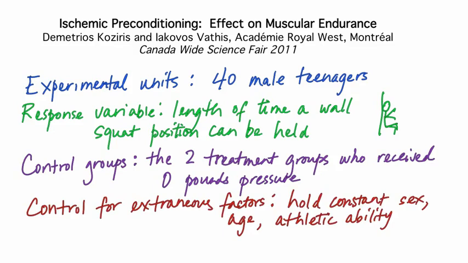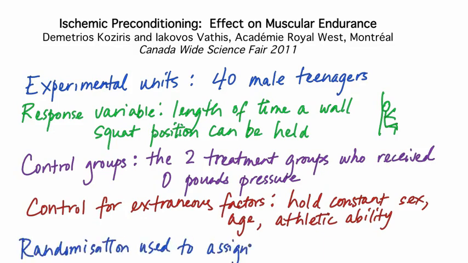Although this wasn't done, another way they could have controlled for extraneous factors was to use blocking. For example, they could have enrolled both athletes and non-athletes in the study and assigned the 4 treatments to subjects within each of the athletic groups. Another of the principles of experimental design is randomization, and the 40 experimental units were randomly assigned to which of the 4 treatments they received.